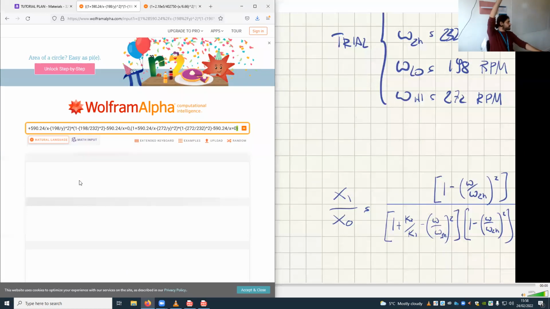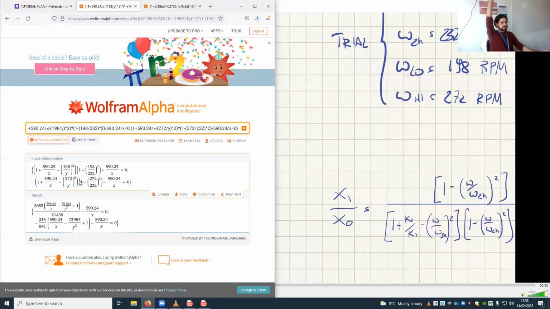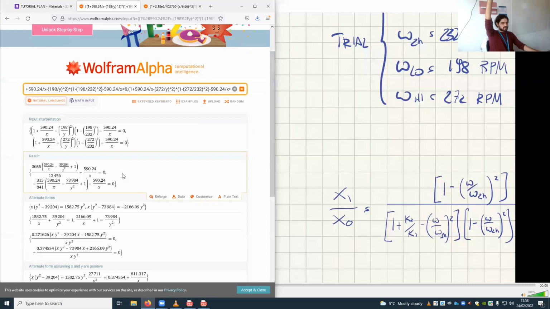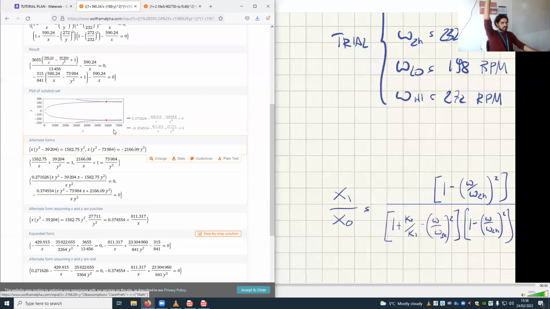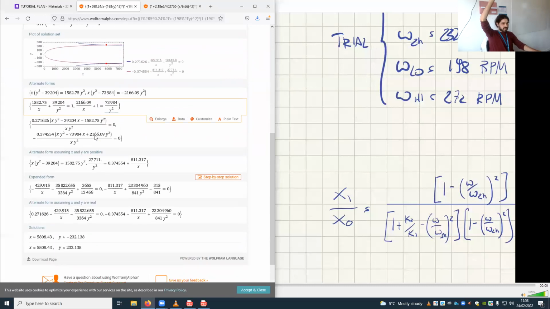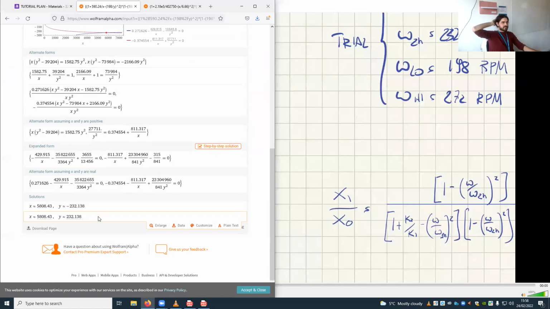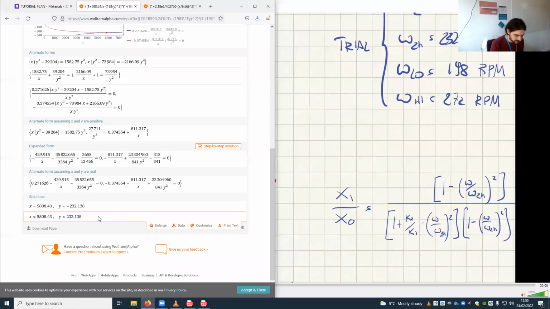If I solve it, ta-da, come on. Can I solve it? Do I do solve? Oh, there you go, these ones. So where are the solutions? There you go. My first unknown is 5,808 newtons per meter, K1. My second unknown is 232.12 RPMs, because I've used X for K and Y for omega.